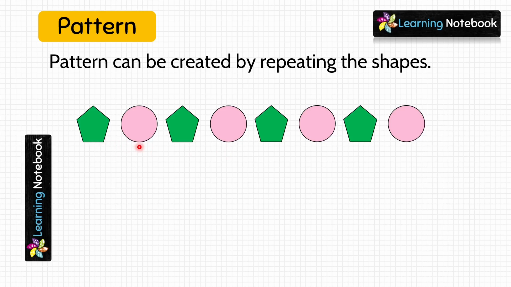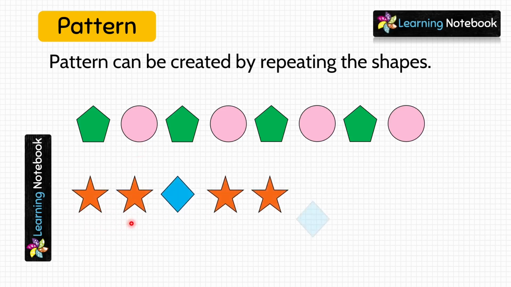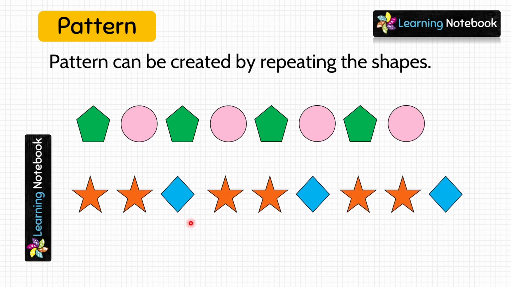Right? Now look at this second pattern. There are two stars and one diamond shape. Then again two stars and one diamond. So here the pattern is created by repeating two stars and one diamond.